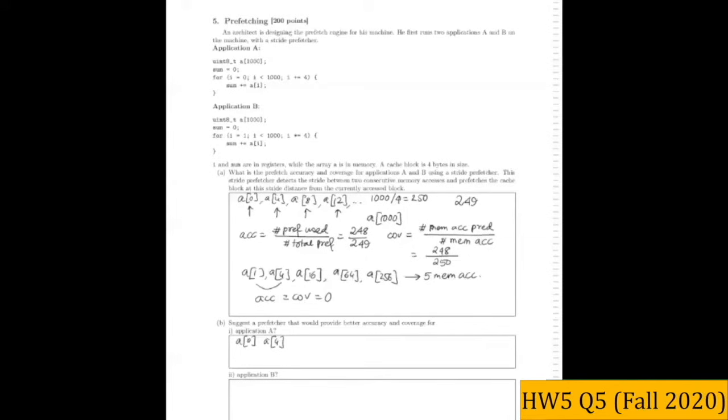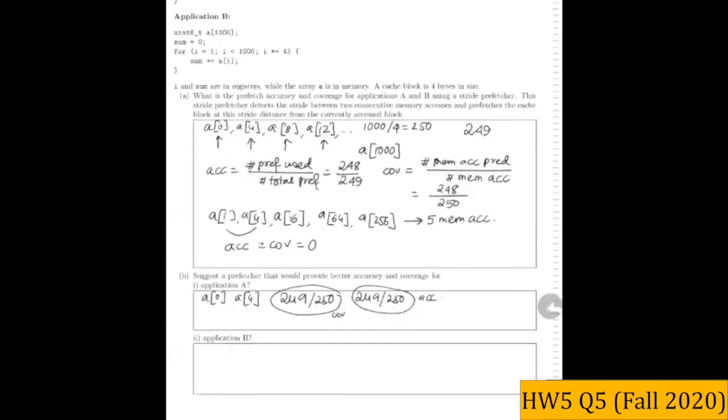Hence, in this application A, a next block prefetcher would successfully prefetch 249 out of 250 memory accesses, and 249 out of 250 prefetches would be correct. So in this case, the prefetcher's accuracy would be 249 upon 250 and the prefetcher's coverage would be 249 by 250 again. So a next line prefetcher would work better than a stride prefetcher for application A.